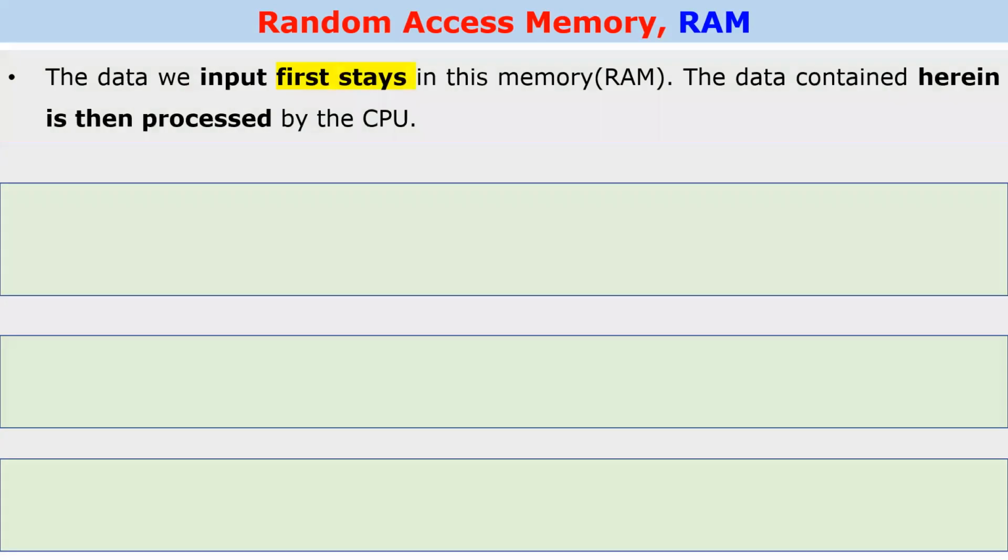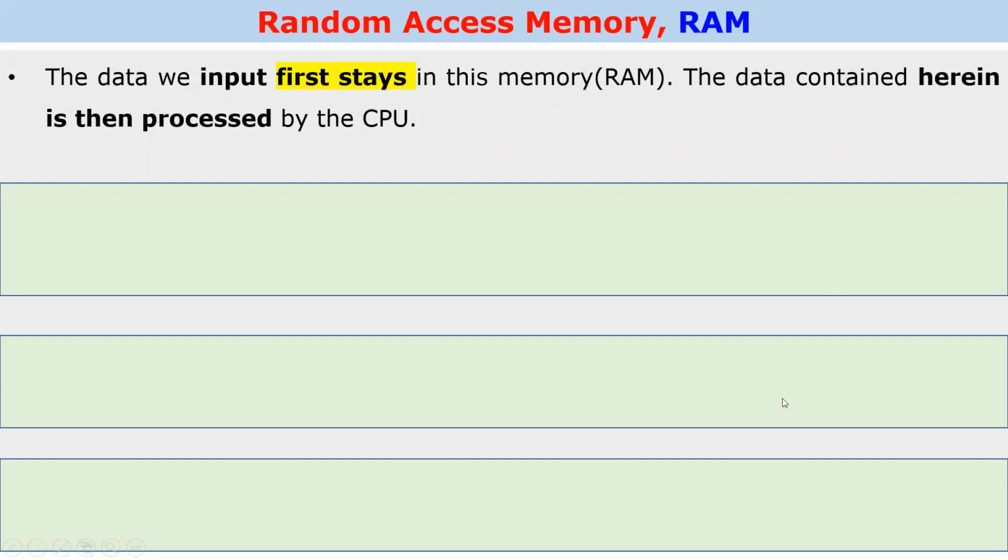The first feature here says the input data first stays in the RAM. Earlier we identified that feature. Immediately after you input data to the computer, the first place where data is stored is RAM. From that point, it can be processed by the CPU. That's the first feature you want to understand: RAM is the first place that captures the input data.